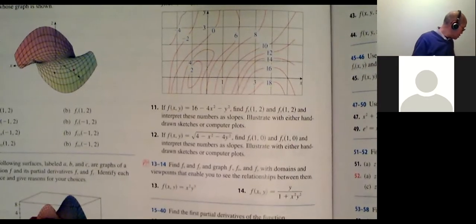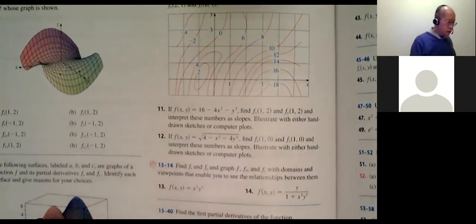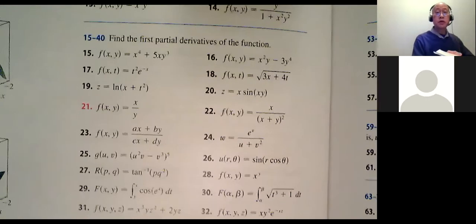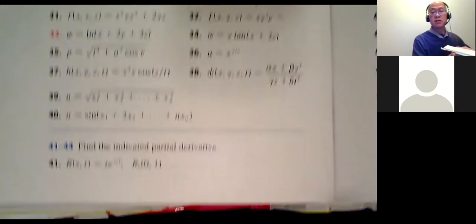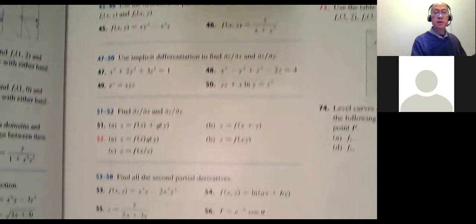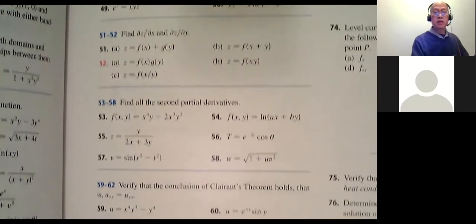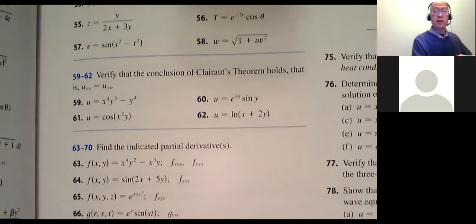Okay, so page 924, the first problem was 15. Let me look at our assignment list again. The highest is 65, so 15 through 65, the odds. Okay, then over here, let's see, 65 was the highest. So I think you can see 65 now.